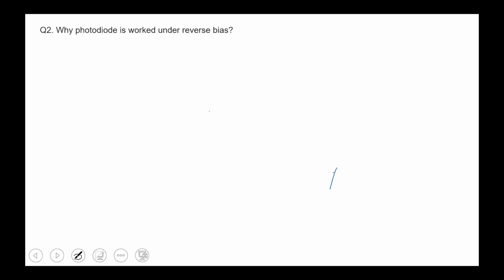So concentration is the concentration of holes and electrons. And drift is under the influence of the electric field. We have to apply an external field from outside.